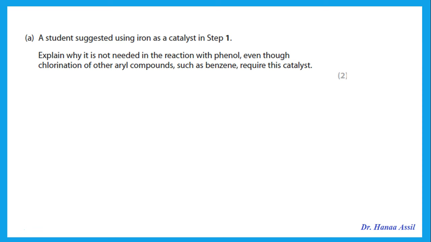A student suggested using iron as a catalyst in step 1. So which one was step 1? This is the one where we are trying to put chlorine on the benzene ring of the phenol. Explain why it is not needed in the reaction with phenol. So we don't need a catalyst when we are reacting with phenol, even though chlorination of all other aryl compounds such as benzene requires this catalyst.